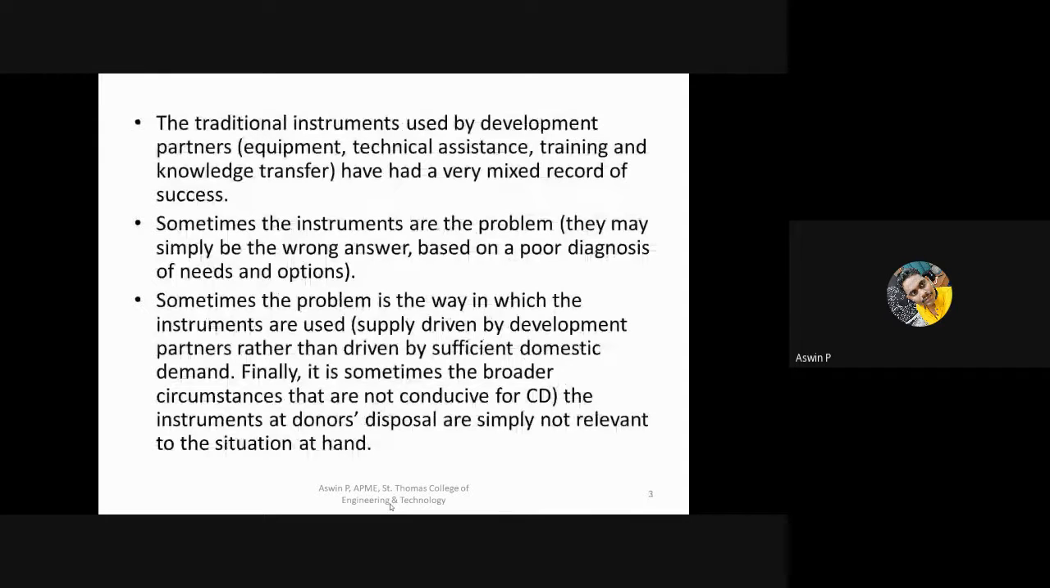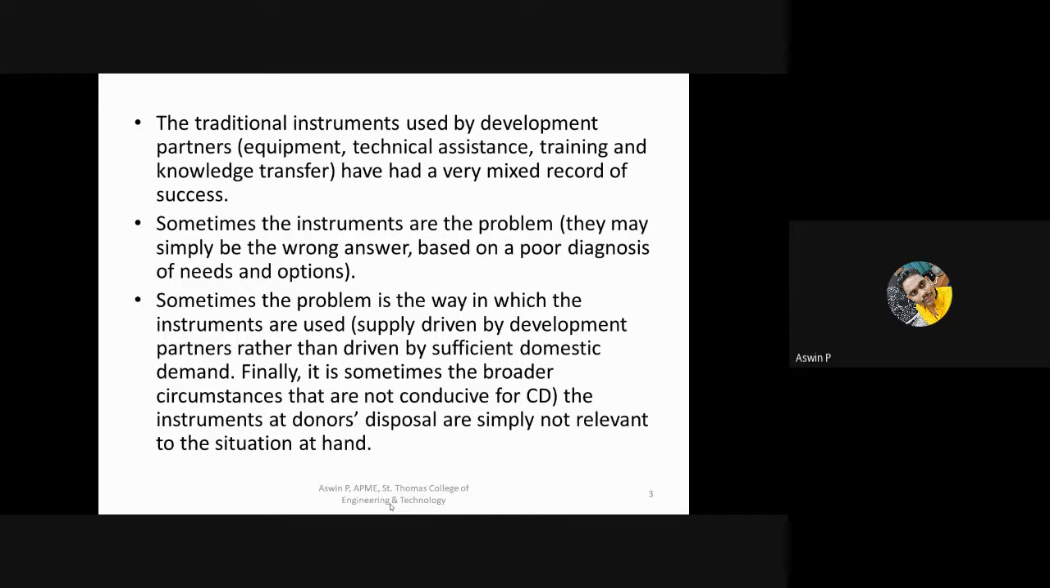There are different traditional instruments used by development partners. Equipment, technical assistance, training, and knowledge transfer have had a very mixed record of success. We cannot say we are using this equipment, we are giving warning alone. That will not be a good practice. We need to use a mix of traditional practices. That is, we are giving the warning to the people, as well as going to the disaster affecting zone and informing them and helping them to shift their vulnerable properties and save the lives of elderly people or disabled people. Then only we can reduce the risk of disasters. So it's a mixed record of success.